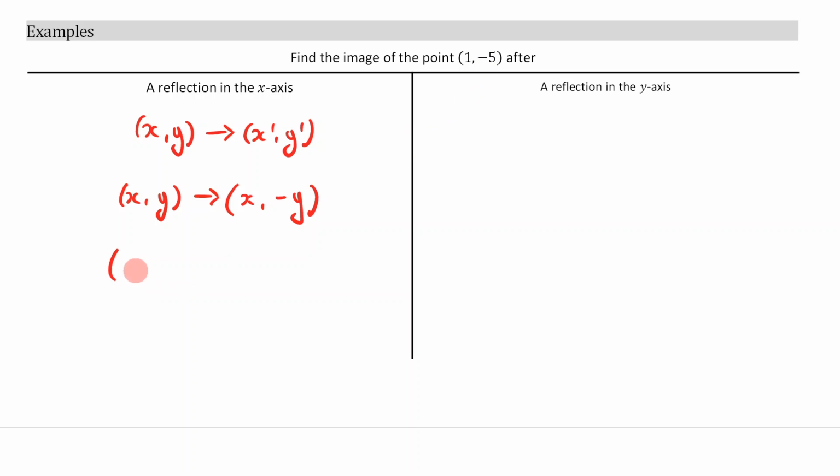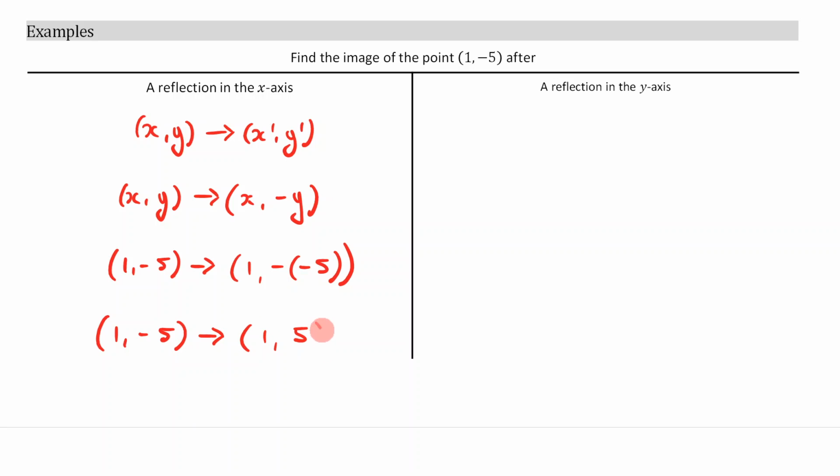Now, if the point that I'm starting with is (1, -5), that means my x is just 1, and then my y is going to swap signs, as you can see. My final answer will be (1, 5). That is my final answer. So as you can see, if you wanted to do it quickly, you could have just swapped the sign of -5 and just said, well, it's now 5.